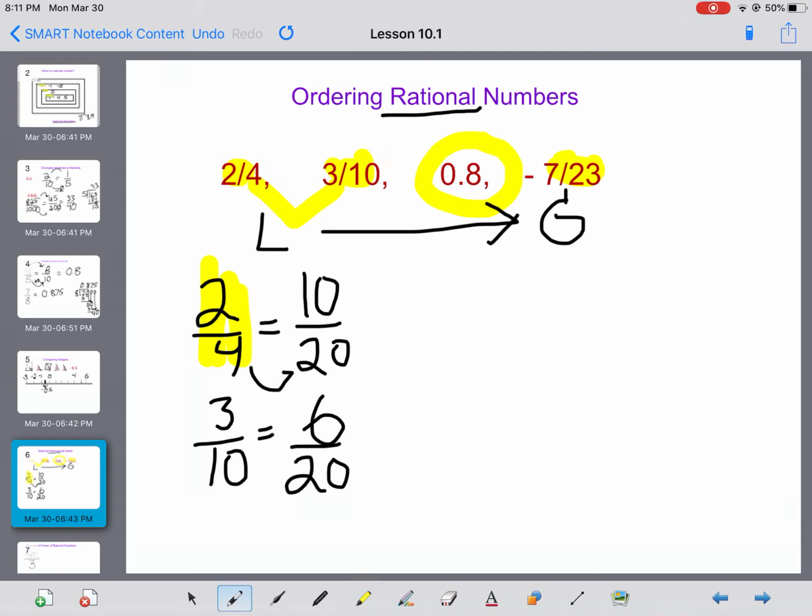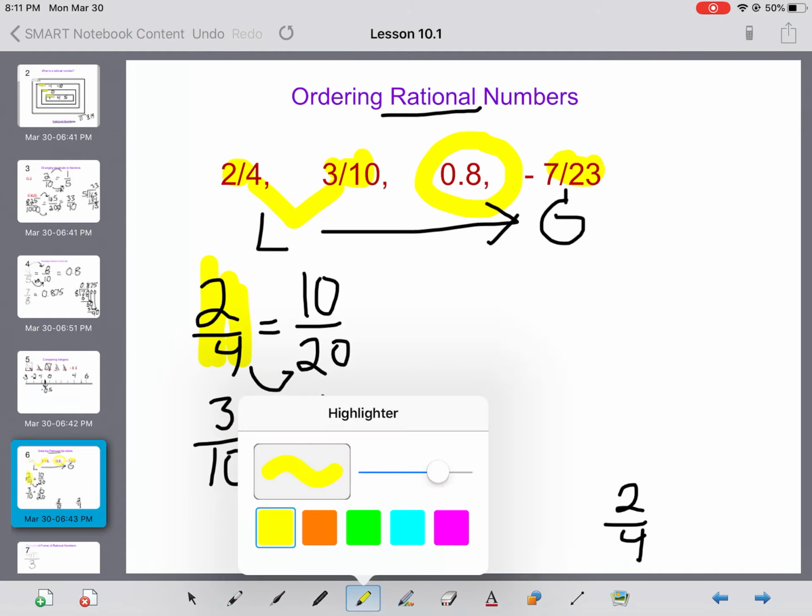I'm going to run out of room, but let's see if I can squeeze this on a number line. Or if I wanted to, actually, I won't put it in a number line. We'll just put it in order. So I'm going from least to greatest, so I can start by saying that 2/4 is one of my bigger ones. So I'm going to put it down here. And then I know 3/10 is smaller. I'm going to leave some space in between.